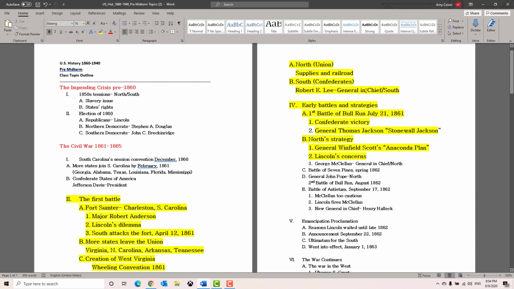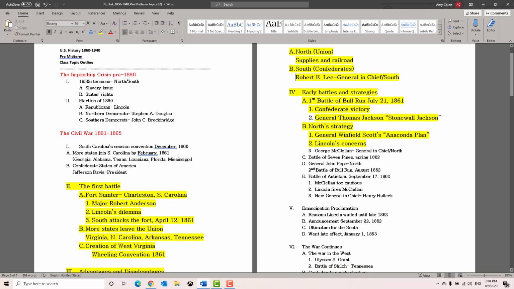Supplies win wars, and the South has a supply shortage during the entire war. And that is something that Robert E. Lee and the leadership of the South really could never overcome. So what really, really hurt the South was the lack of supplies.